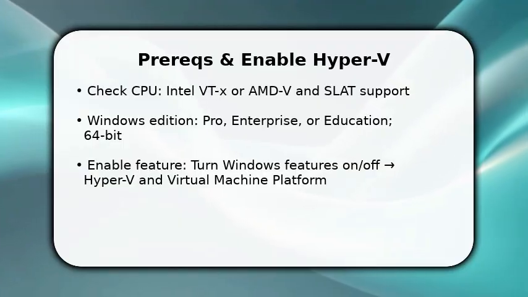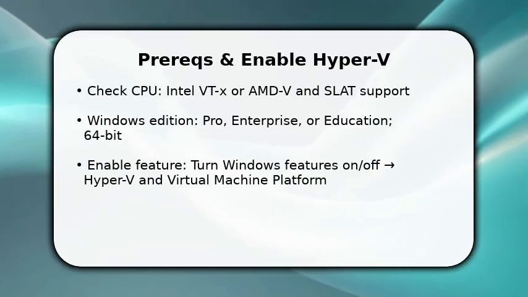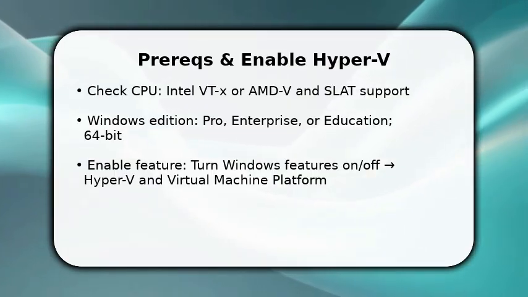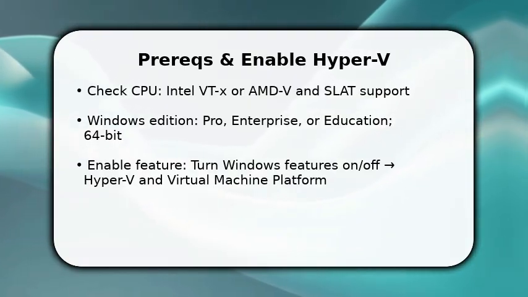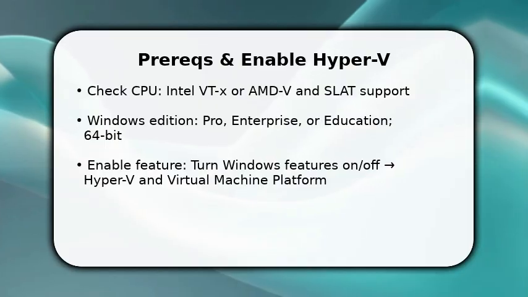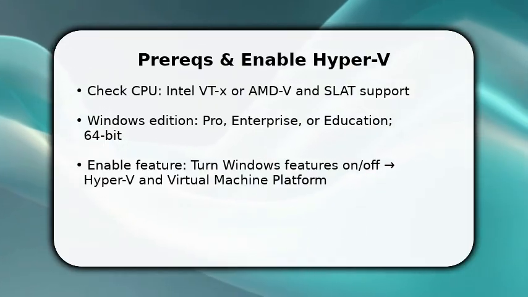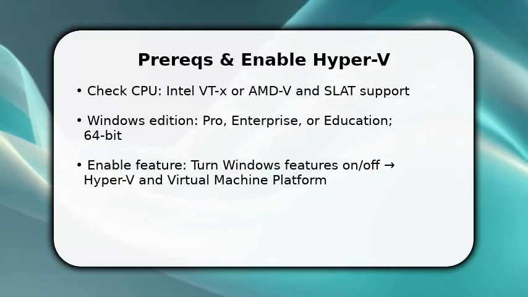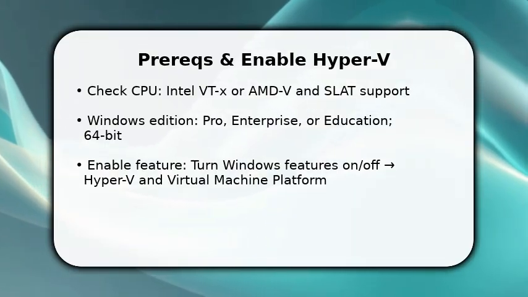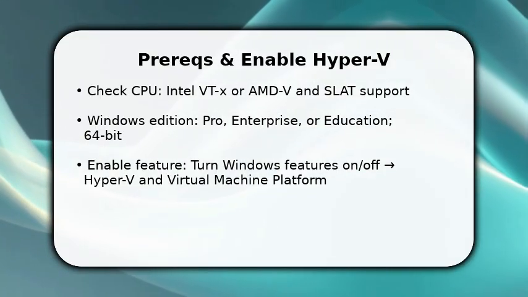You start by confirming prerequisites: a 64-bit Windows Pro/Enterprise/Education system, CPU virtualization extensions, and enough RAM. Once confirmed, open Control Panel or Settings and enable Hyper-V management tools and Virtual Machine Platform. Make sure to reboot after enabling features so the hypervisor loads.